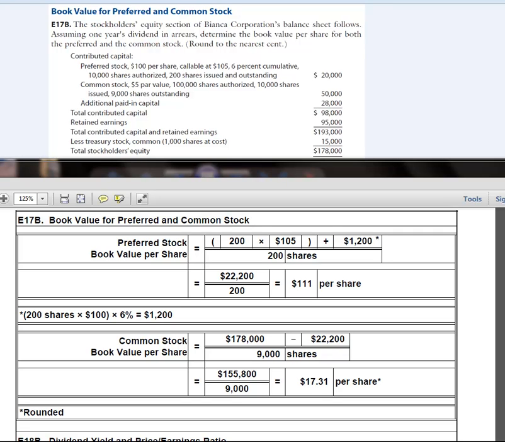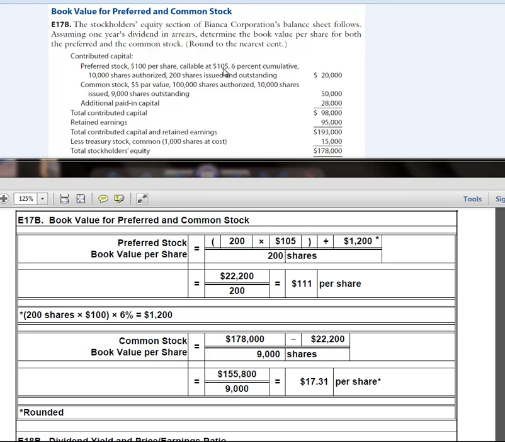So the first thing that we do is to calculate our equity that is allocated to preferred stock. We're going to take our number of shares, and at the top here it says that in our preferred stock, we have 200 shares issued and outstanding. And if we know the call amount, we're going to take our 200 shares times the callable amount. If we don't know the callable amount, then we just use the par value. So in this situation, we're going to take 200 shares times our $105 call amount, and that's going to give us $21,000. So far, that's the amount of equity that is allocated to preferred.